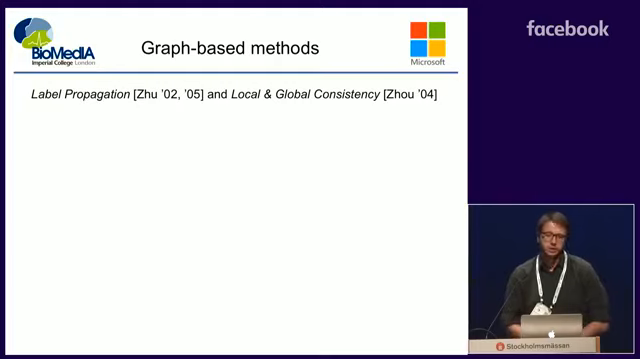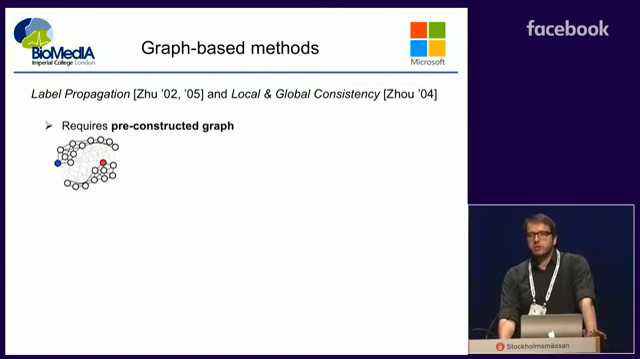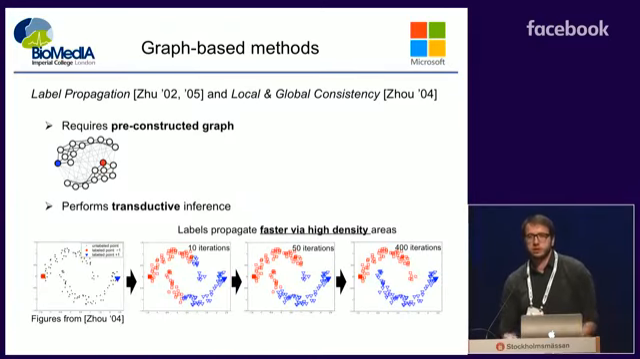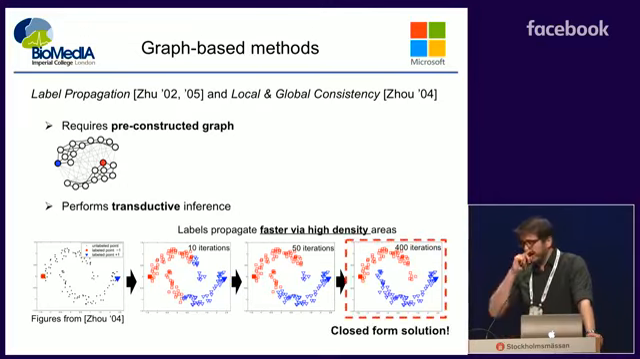the most relevant to us, especially label propagation that we are going to apply, and the local and global consistency method, which is actually very, very similar in nature. I think the two were derived more or less at the same time in parallel. They both require a pre-constructed graph in hand, and given that, they do transductive inference. They propagate labels along the high-density regions of the space. And the very beautiful thing about this is that these authors showed that there is a closed-form solution for label propagation, which is very easy to compute.